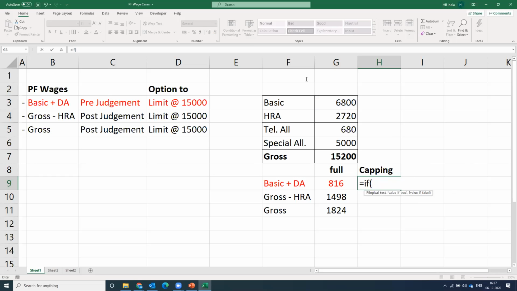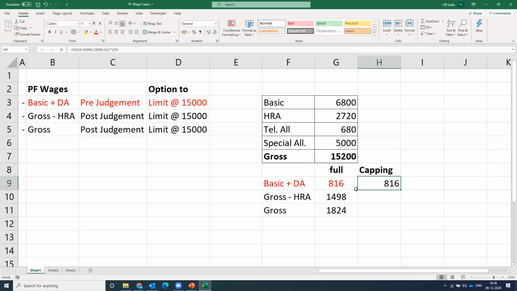So if basic salary is more than 15,000, then we want to limit it at 15,000. Otherwise, we want to contribute on the actual basic salary of the person, right? This is the formula we are applying for the capping of the PF wages, multiplied by the rate of contribution, that is 12%, right?